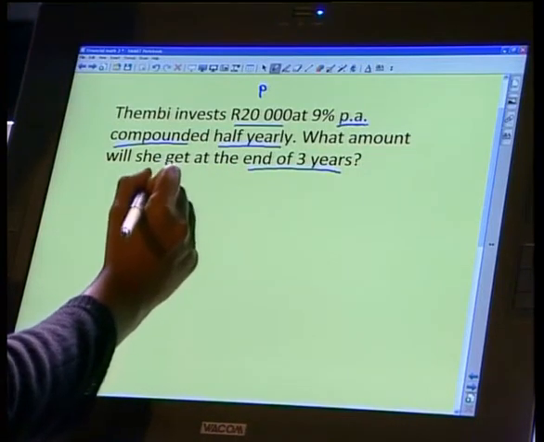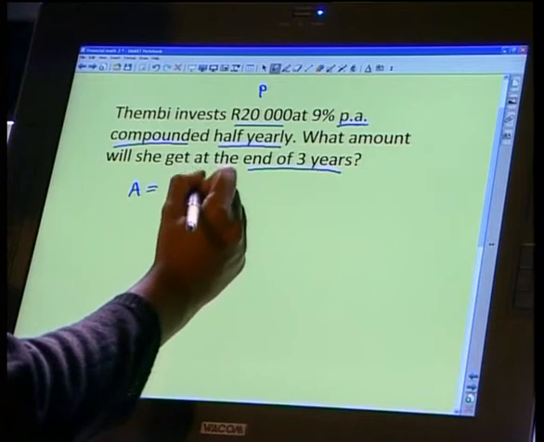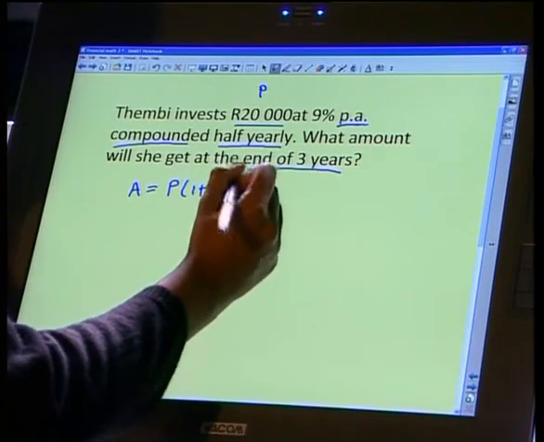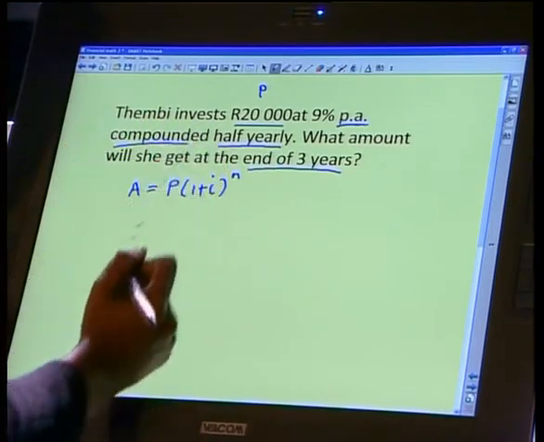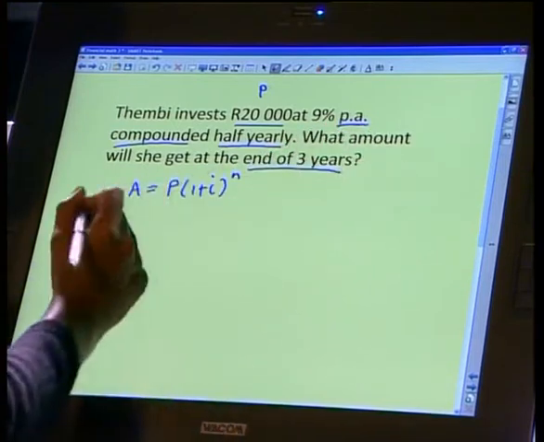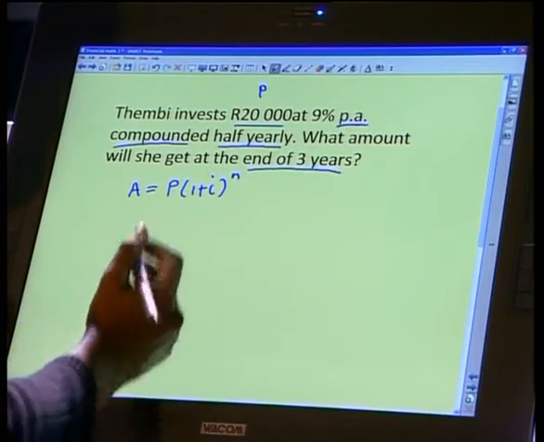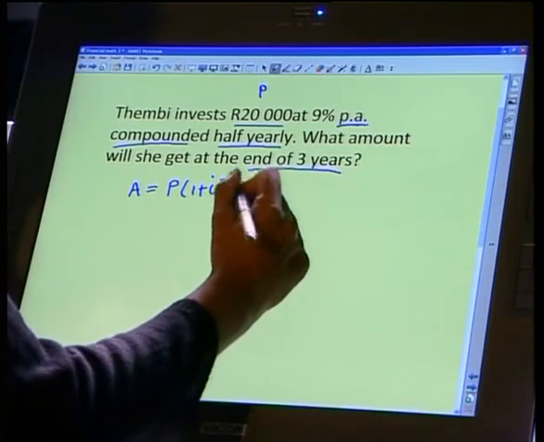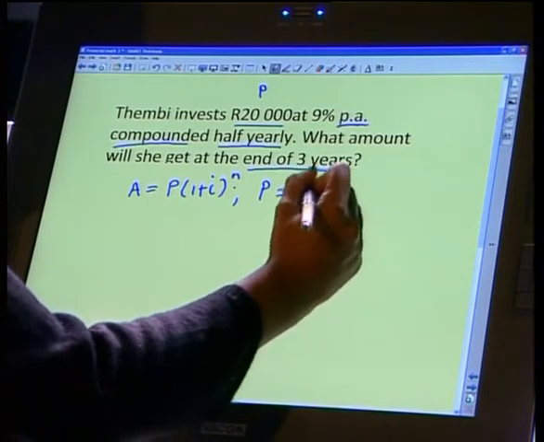We are going to use the formula A is equal to P times 1 plus I to the power of N, because we are dealing with compound interest. We want to know what amount she will get at the end of 3 years. We know that P has a value of 20,000.